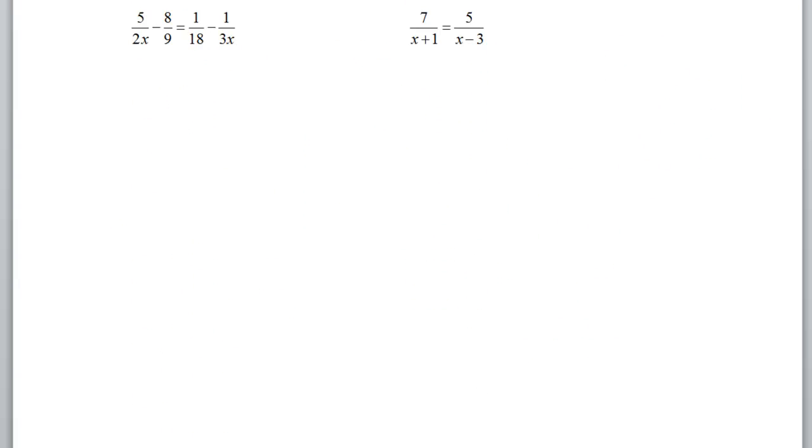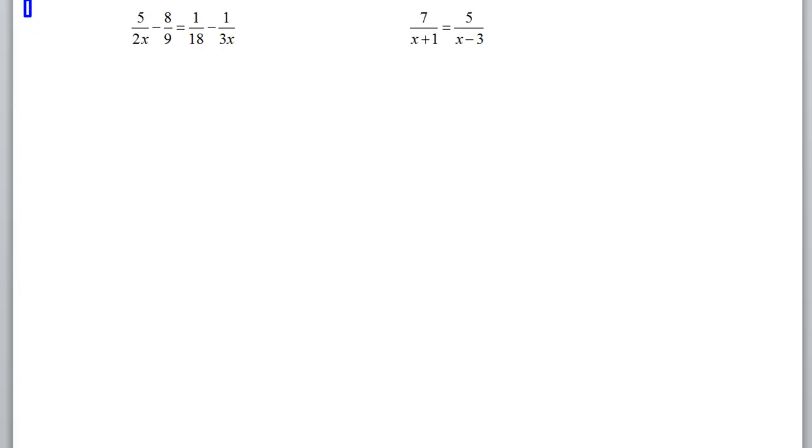Trying to look for a common denominator here. Now, since we have so many multiple denominators, it's going to be difficult to use a Venn diagram. So let's just look at our numbers, 2, 9, 18, and 3. What's the smallest number that 2, 9, 18, and 3 can all make?